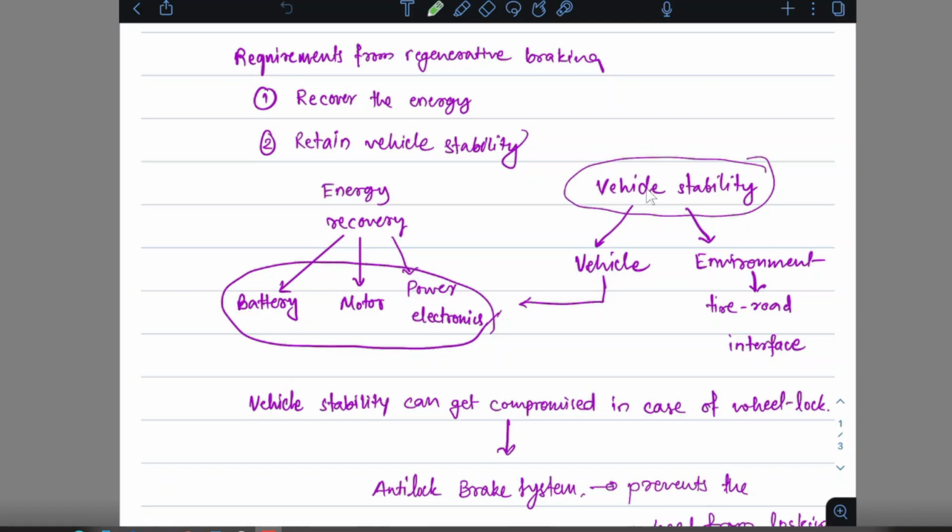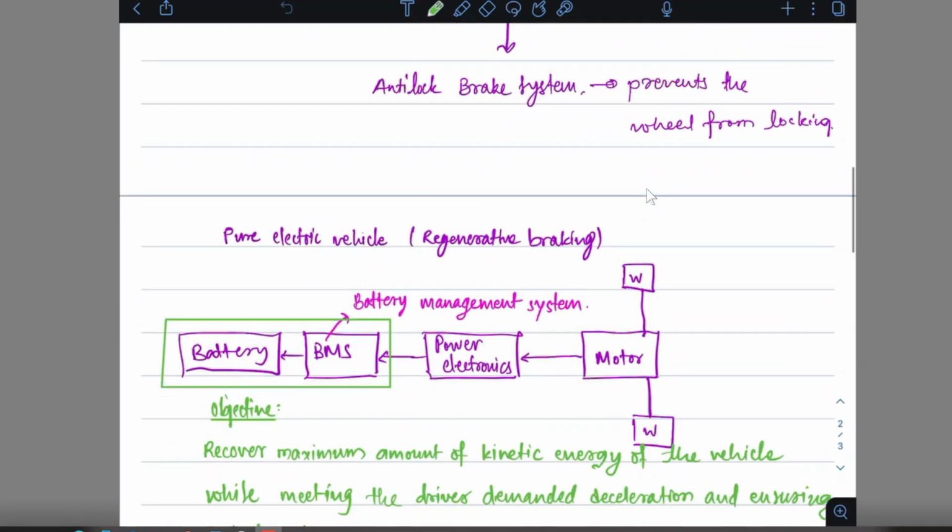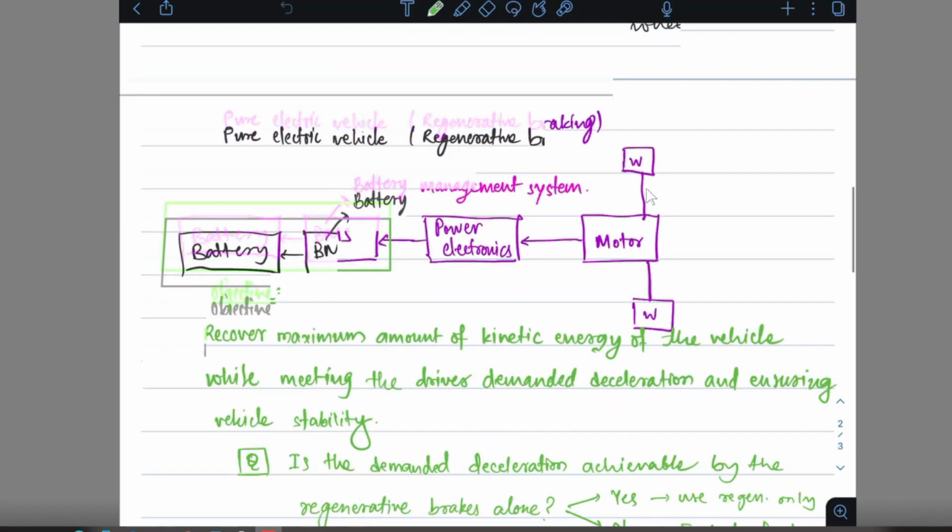So then we said that vehicle stability can get compromised in case of a wheel lock, and that is where we said that we will have further discussion on anti-lock brake system when we discuss the braking aspects.